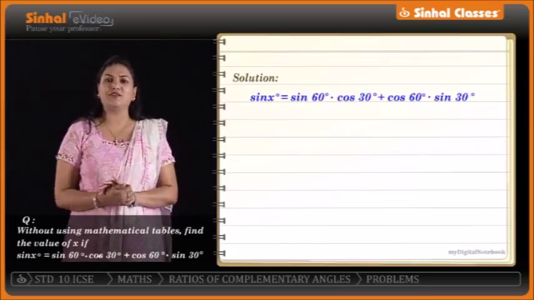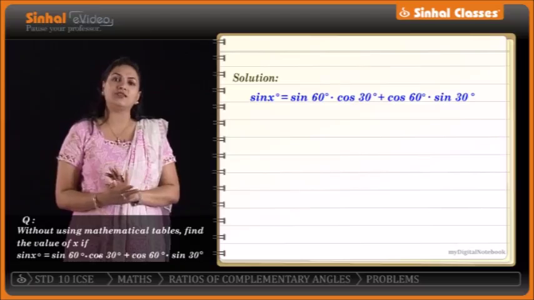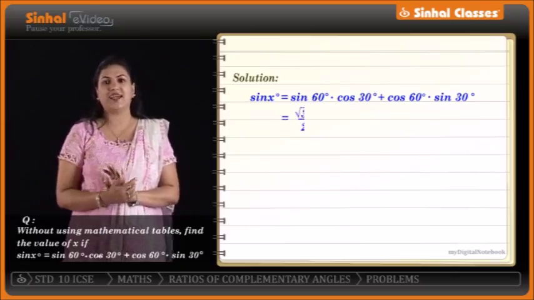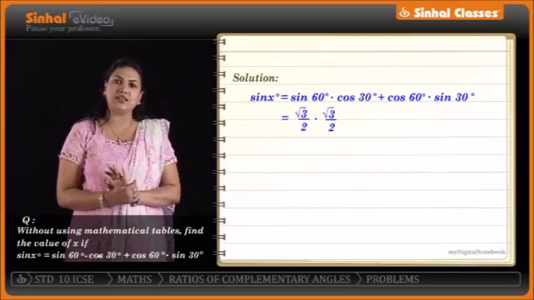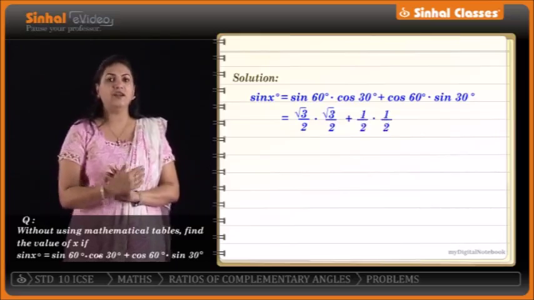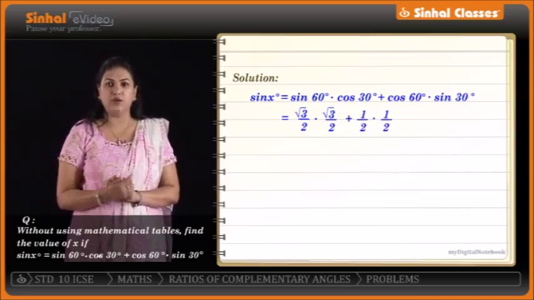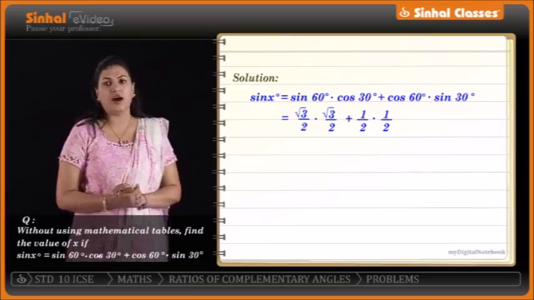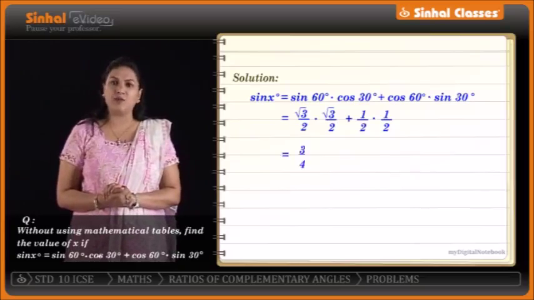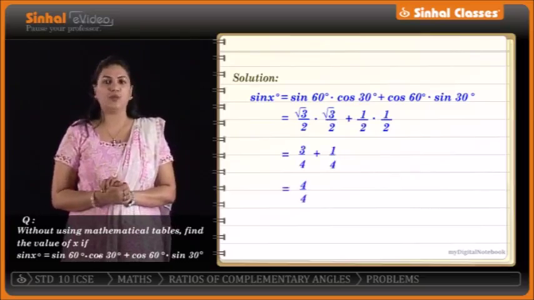Now we know the trigonometric ratios of special angles. What is sine 60? It is root 3 upon 2. Cos 30 will be the same as sine 60, which is again root 3 by 2. Then cos 60 will be half and sine 30 will be again half. We substitute that here to get root 3 by 2 into root 3 by 2 plus half into half, which is 3 by 4 plus 1 by 4 equal to 4 upon 4, which is nothing but 1.